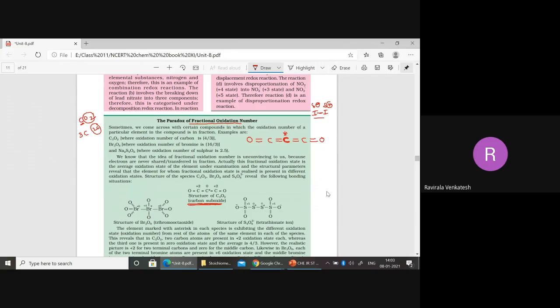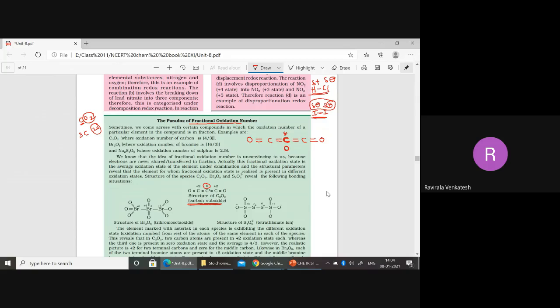Impossible, because when both are the same, for example, in HCl, you can write a negative charge here and a positive charge here, because there is a difference in their electronegativity. But here they are the same, so you cannot develop charges. Polarity cannot develop here. That is the reason the oxidation number for this carbon is taken as 0.